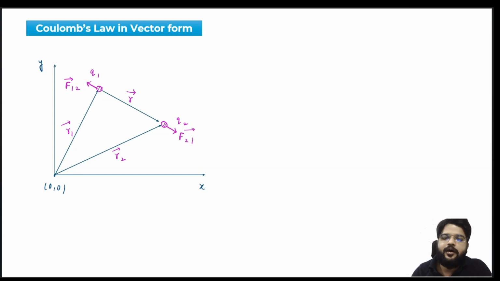Alright. And according to Newton's third law, this F12 and F21 are an action-reaction pair, because according to Newton's third law, forces always act in pairs. So F12 and F21 are an action-reaction pair. That's why F21 is equal to minus F12. So the direction is opposite but the magnitude is the same.